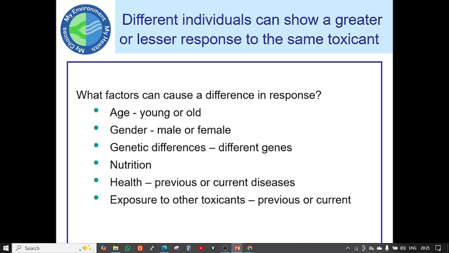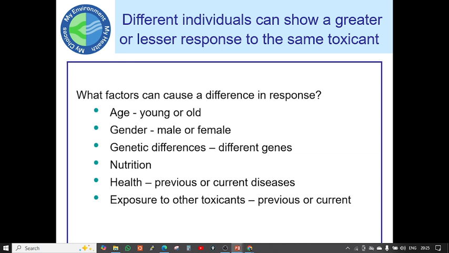For example, in air pollution, wherever we are talking about air pollutants, mostly aged people suffer more from asthma as compared to younger people, because younger people have high immunity power. Then gender, male, female. There are also some toxic substances that differentiate between male and female. The same toxic substance can affect differently depending upon the gender.